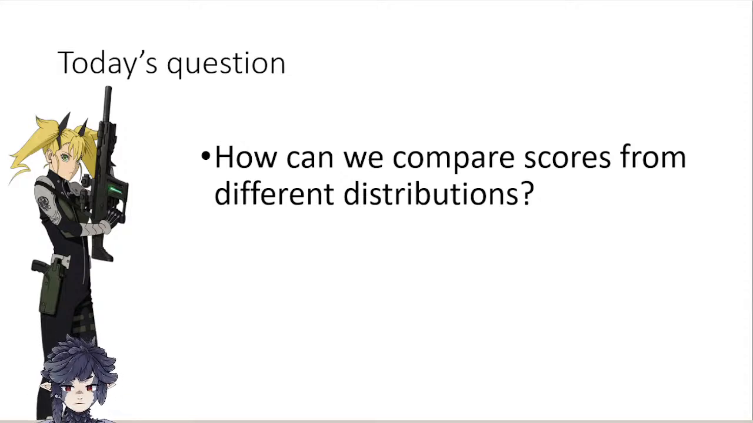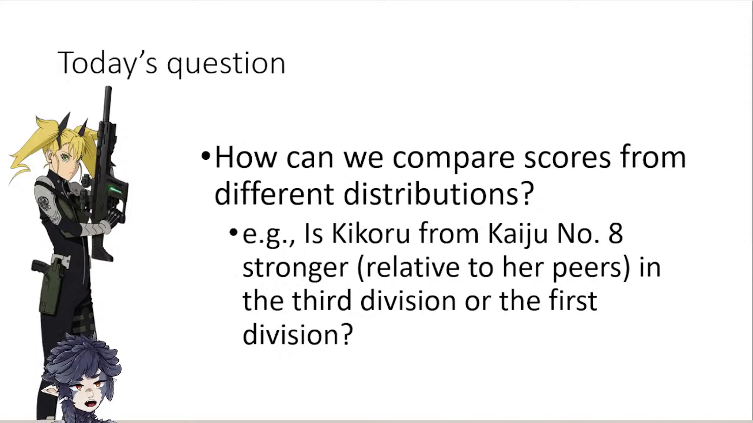this character is Kikoru. She is sort of a secondary protagonist. She's awesome. I definitely recommend it. Towards the end of the first season, Kikoru, everybody starts in the 3rd division of the Kaiju extermination group, and she is transferred to the 1st division towards the end of the 2nd season. So we can ask ourselves with Z-scores, is she stronger relative to her peers in the 3rd division or the 1st division? Essentially, is she kicking more butt than her peers in the 1st or the 3rd division?